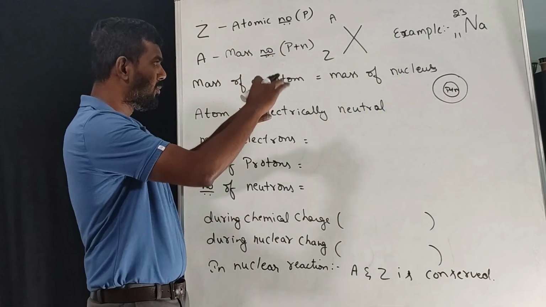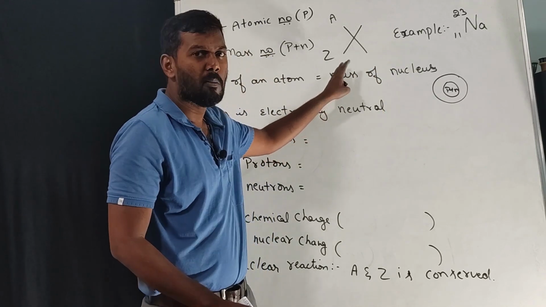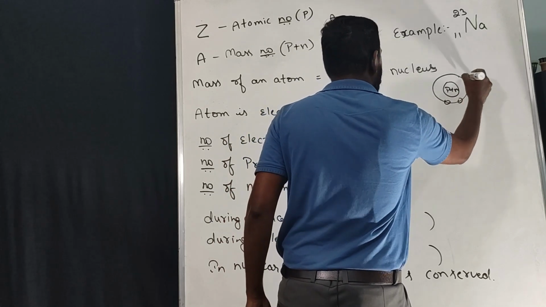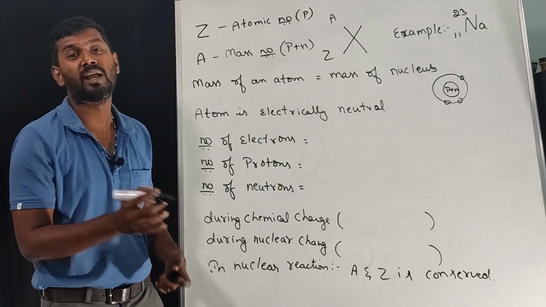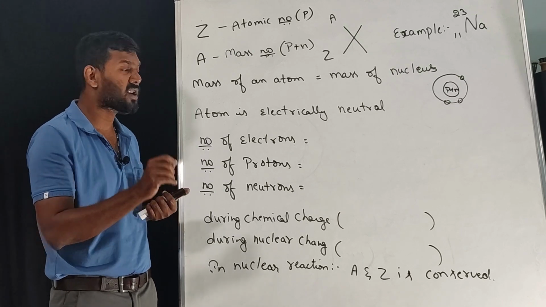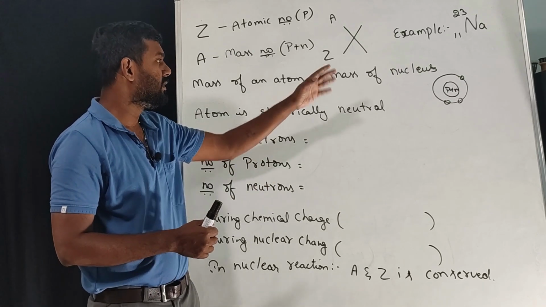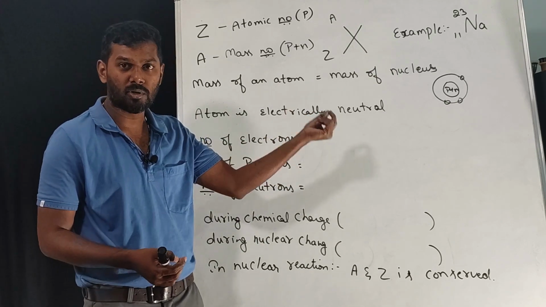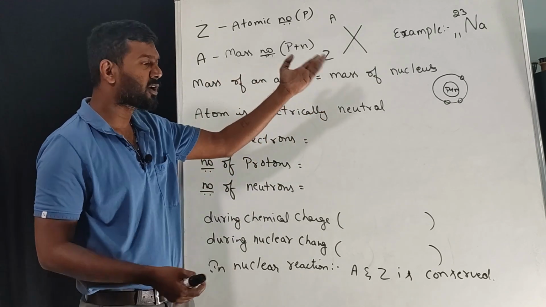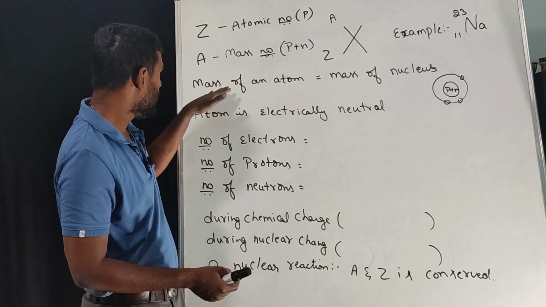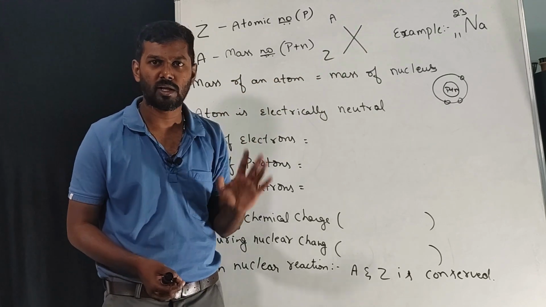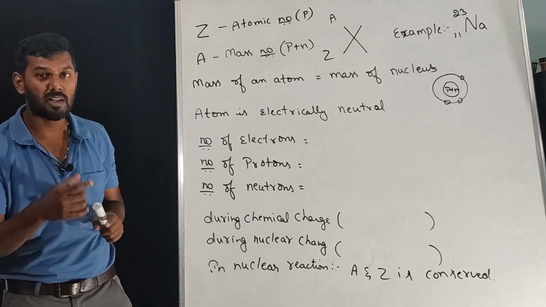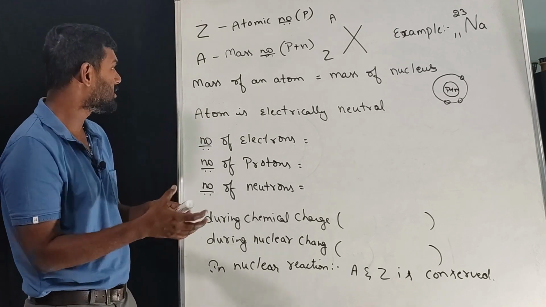So here they are telling that the complete mass of an atom is equal to the mass of a nucleus. Why? Because outside we have electrons, right? The mass of electrons is very negligible. If you remove the mass of an electron, the remaining constituents are proton and neutron. So proton and neutron are inside the nucleus. So mass of an atom is equal to mass of a nucleus. Keep this in mind. Why? Because the mass of electrons is considered negligible. That means they are not going to add mass to the atom.